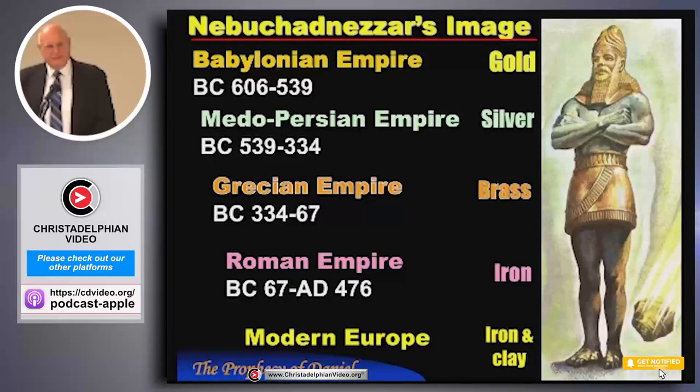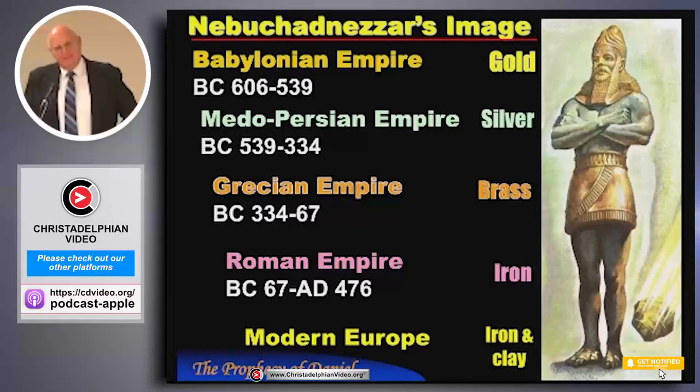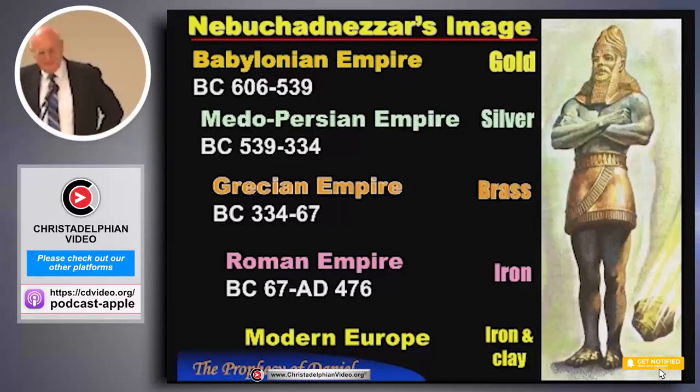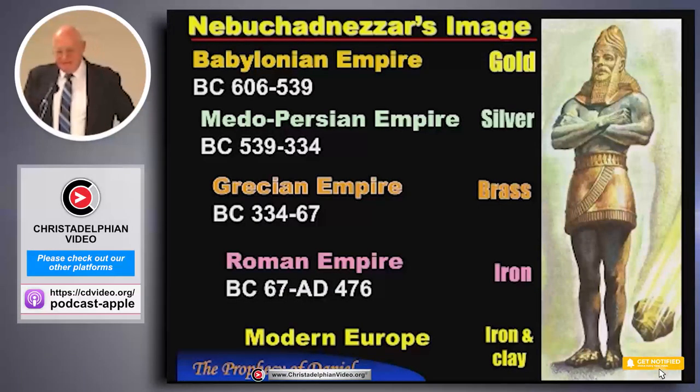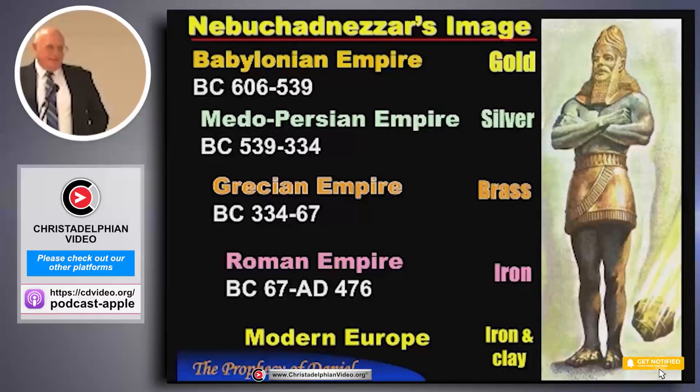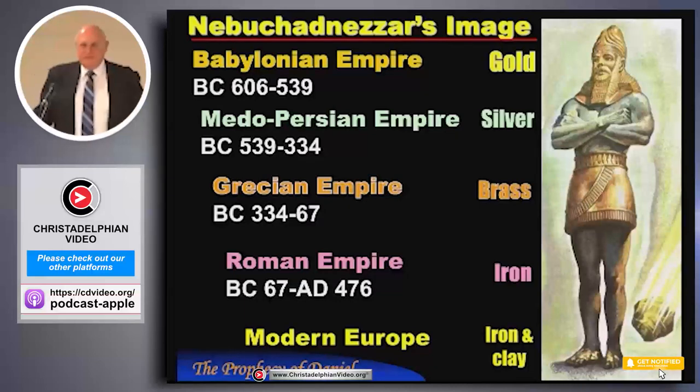It was the silver chest and arms, the Grecian Empire of Alexander the Great and those who succeeded him from BC 334 to 67, and the Roman Empire, of course, the Empire of Iron, from BC 67 through to AD 476, when the barbarians finally overthrew it. And out of that, of course, the barbarian invasions, the breaking up of the Roman Empire, came what we see today, this mixture of iron and clay. And we'll talk more about what that represents in a second.